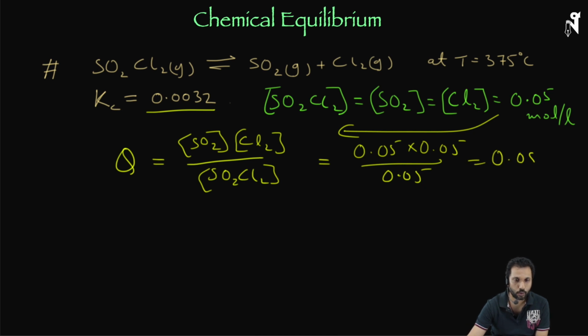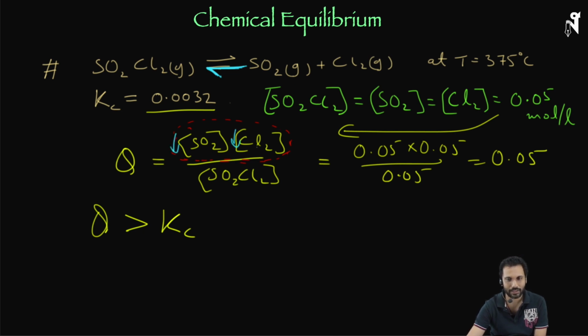Now we'll compare the Q to Kc, and clearly your Q is coming greater than Kc. It indicates that the numerator is higher than what we want and the denominator is lower than what we want. So what is going to happen is the reaction is going to go backwards more, at this current stage, such that these values reduce and that value increases, such that your 0.05 reduces and reaches 0.032.